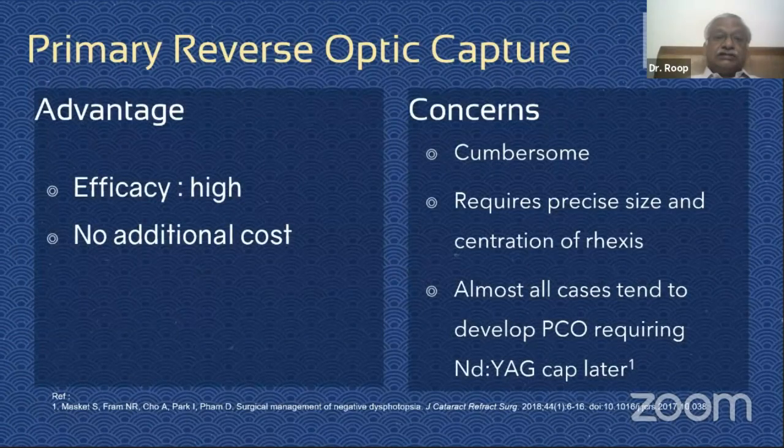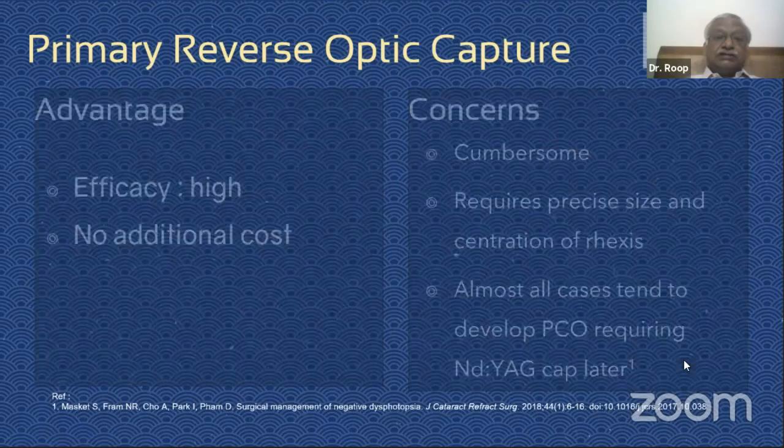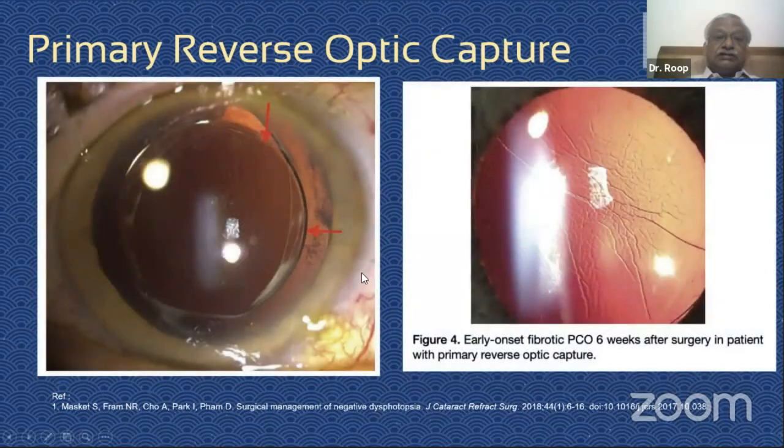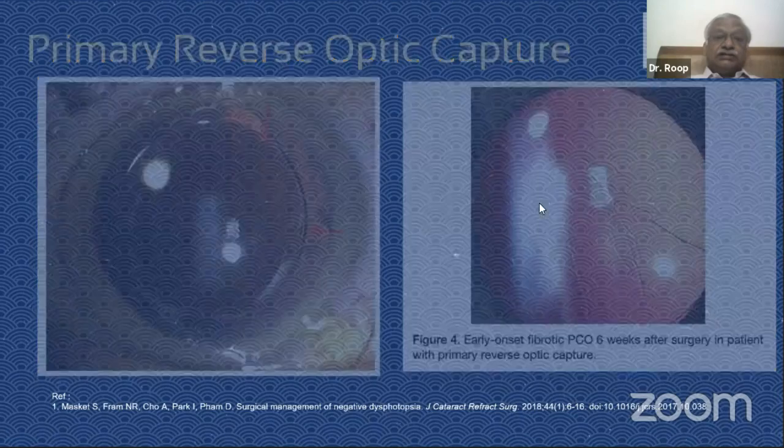Now, one can do primary reverse optic capture in a patient who has had negative dysphotopsia in one eye, to prevent it in the other eye. It is highly efficacious and does not involve any additional cost. However, this is also cumbersome, requires precise size and centration of axis, and almost all cases tend to develop PCO and require ND-YAG capsulotomy later. So these are the pictures of primary reverse optic capture, and you can see the formation of Elschnig pearls very early in the post-op period.